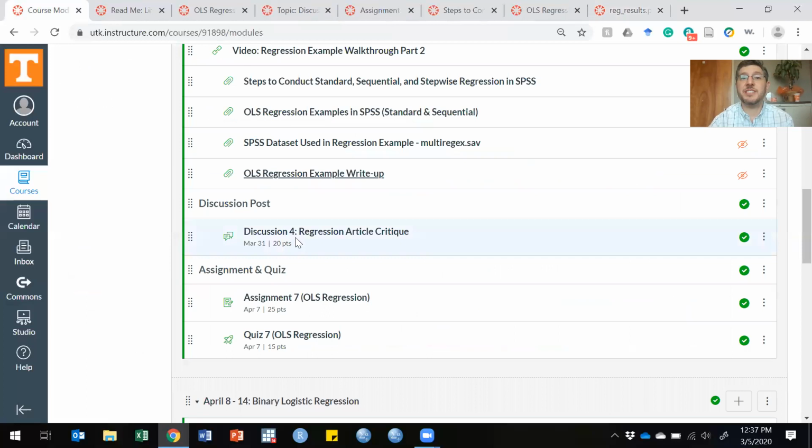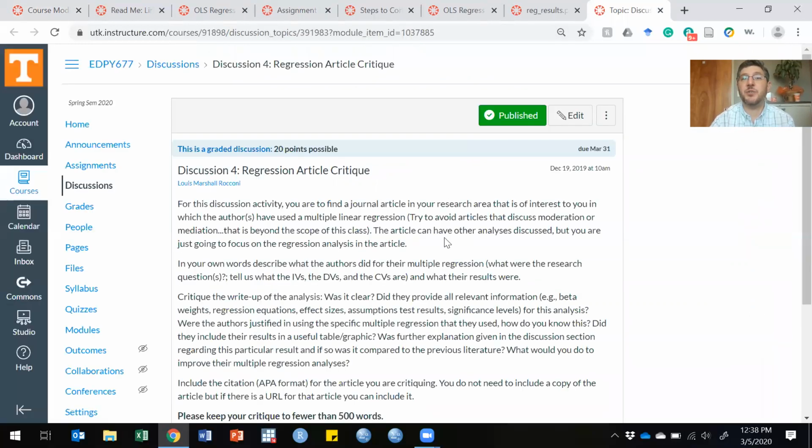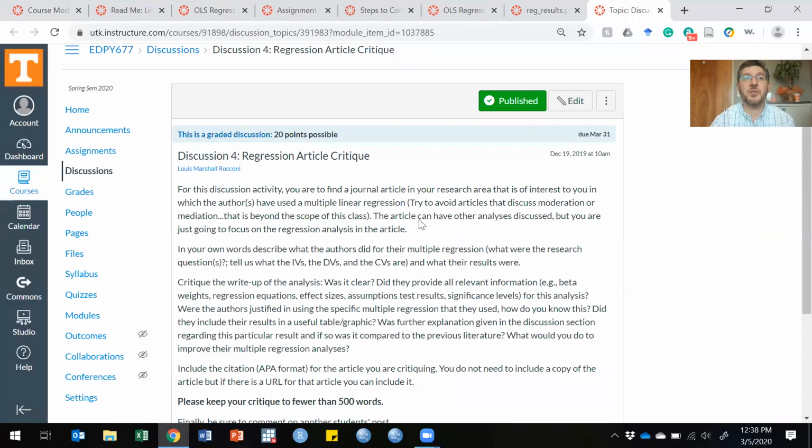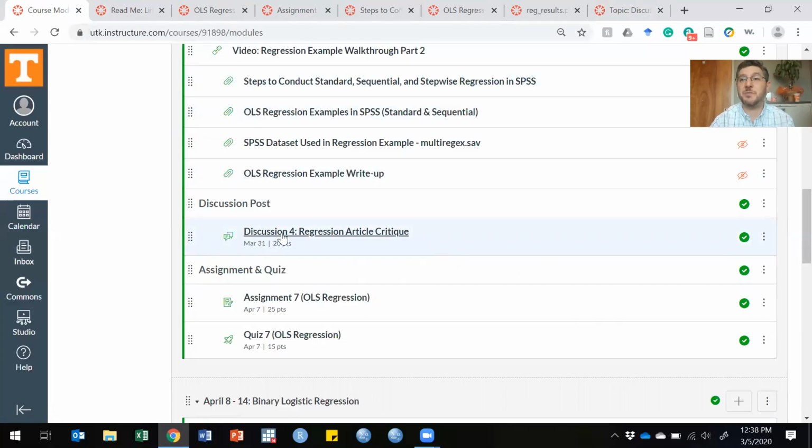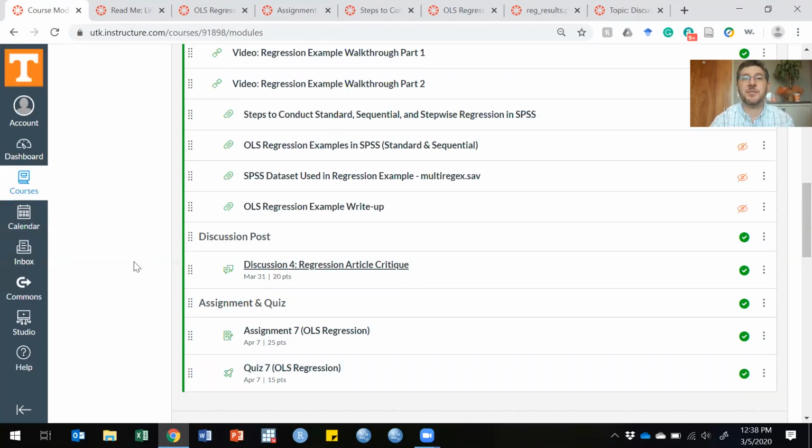This week, there is a discussion post where I ask you to go out and find an article in your field of study that uses multiple regression, and to read the article and critique it. So you can read through that. So don't forget about the discussion post activity. And then as always, there is a data analysis assignment and a quiz on regression.